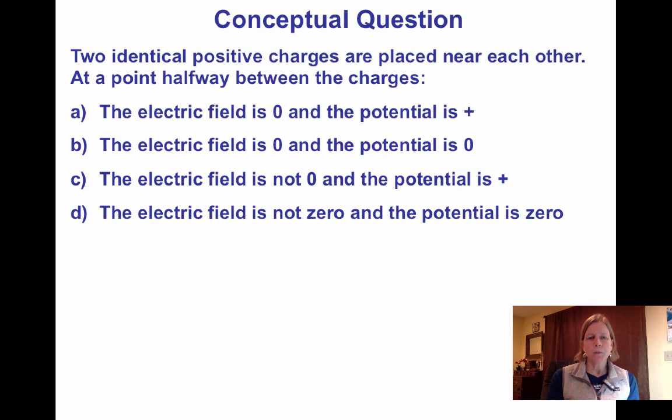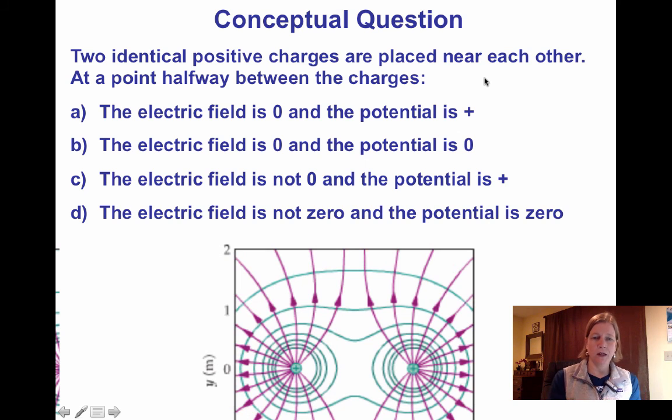There are a number of good misconceptual questions in your textbook at the end of this chapter. I pulled one out of there. Two identical positive charges are placed near each other. At a point halfway between the charges, and what this question does is make sure you understand the difference between electric field and electric potential. In order to answer this, I'm going to pull in an image of two positive charges. So you can do it either in your head, you can pull forward this image, or you can jot it down. So we have two positive charges.